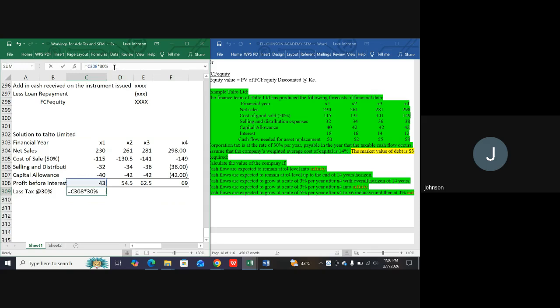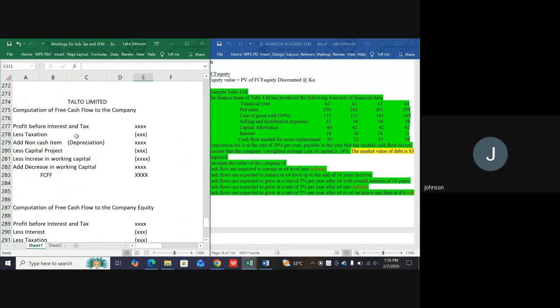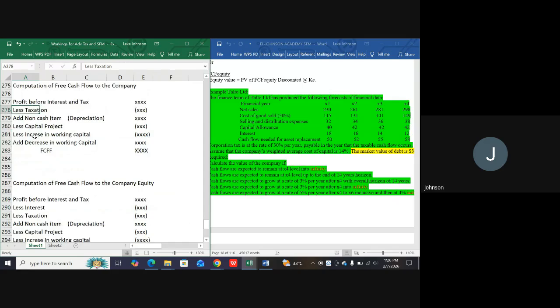I want to put it times -1. Close the bracket. Come here again, close the bracket, and multiply it by times -1. And that is how we have that. So we now pull this from here and drag it all the way down. So this is how we're able to get the first tax. We are just following this format. The first one is to get our profit before interest and tax, right? Then you less your taxation before you start lessing your capital allowance and any other thing.